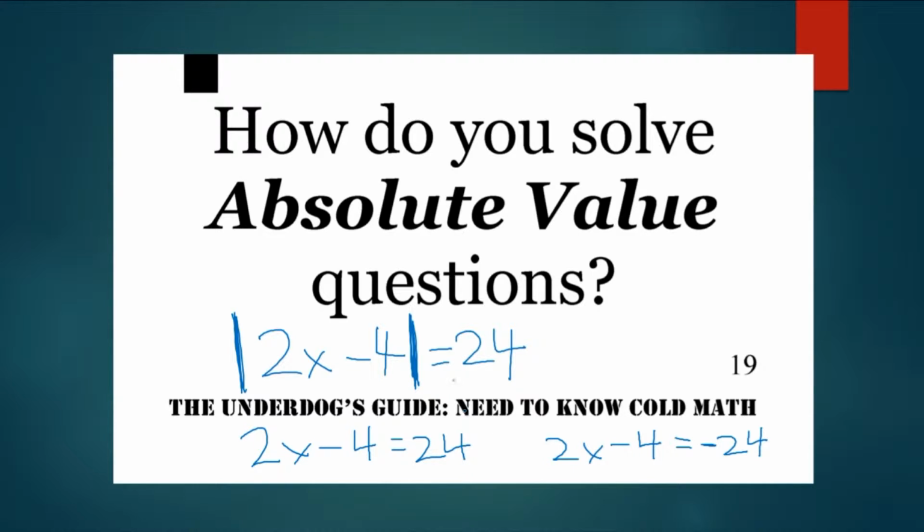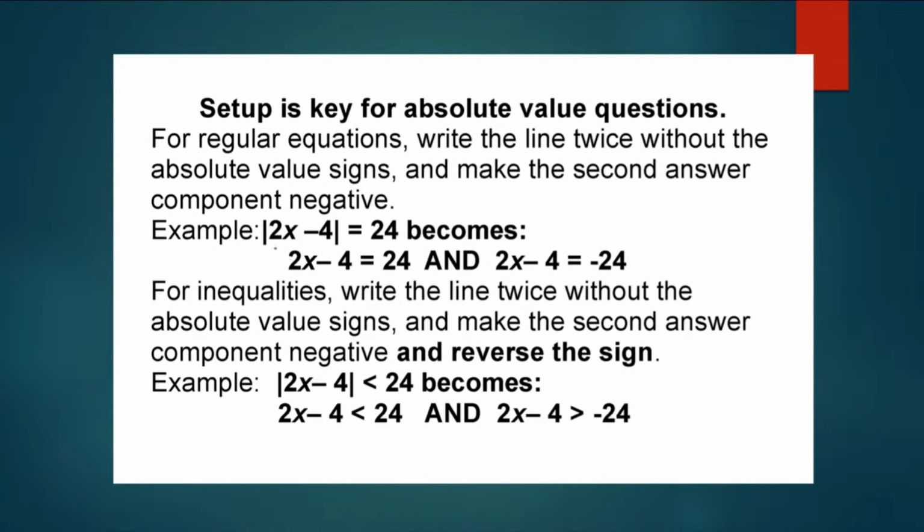Now I have to complicate that a little bit. If there's an inequality in this situation, you're going to want to write it out twice. But the second one, you've got to make it negative and flip it. All right, so let's review. If you have an inequality, you have to write it twice, solve it twice, and the second one needs to have a negative answer. Second one has a negative answer, and you reverse the sign. All right, let's move on.